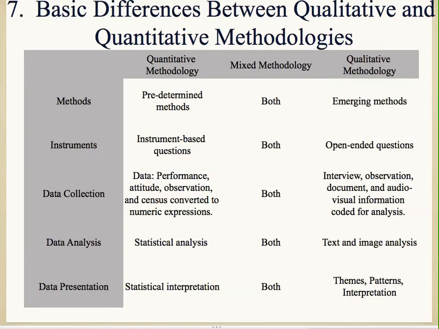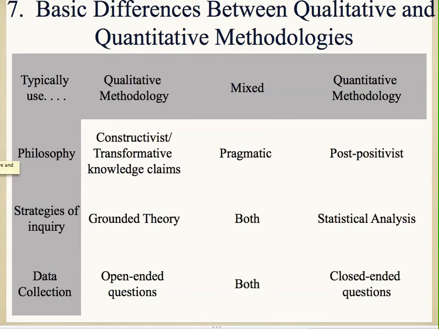At the very end, the data presentation: what you are going to look for as a qualitative researcher is themes and patterns and similarities between the events and the people that you interview. Whereas on the quant side, you're going to run a statistical analysis on the data that you've collected and come up with a very definitive, descriptive interpretation of that event.